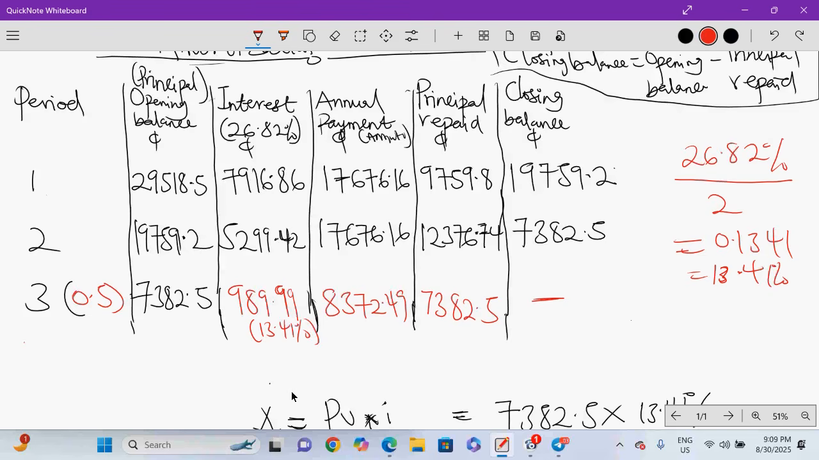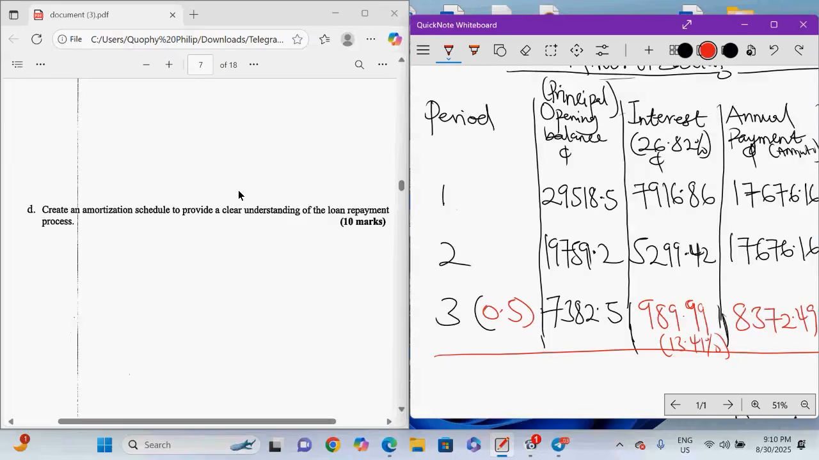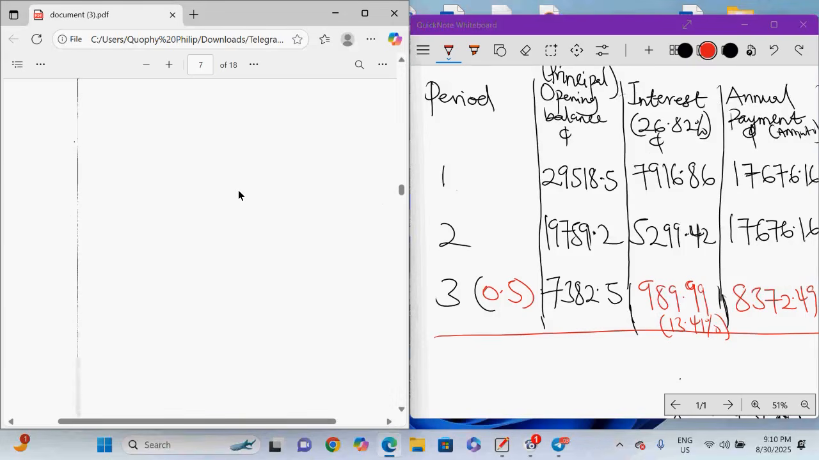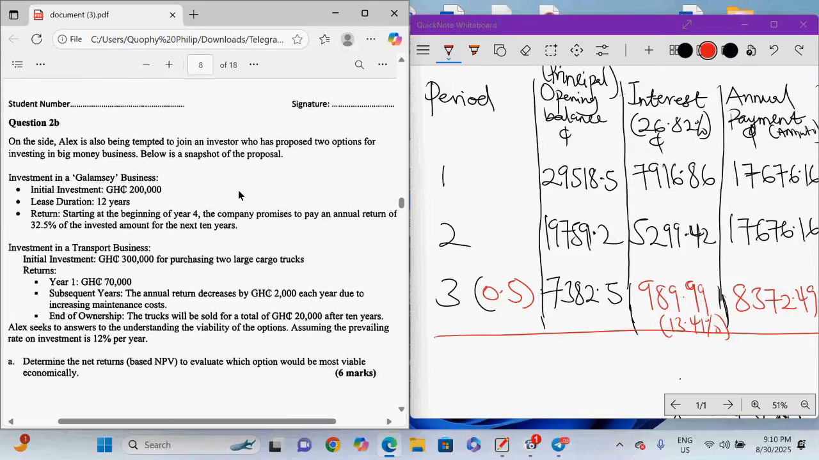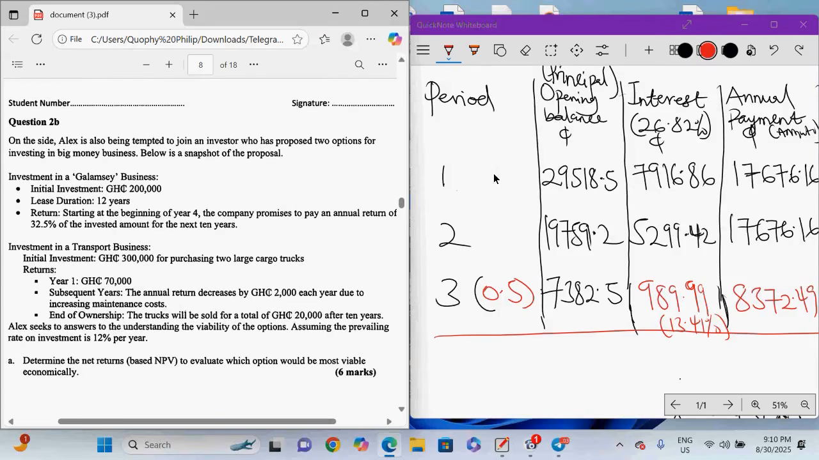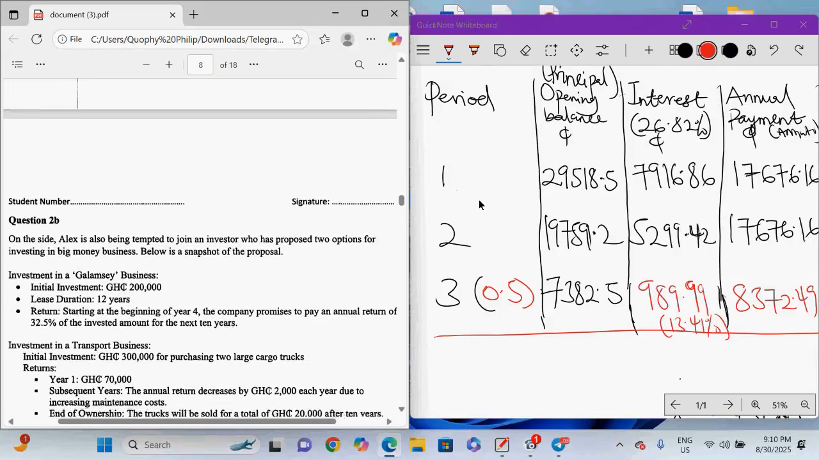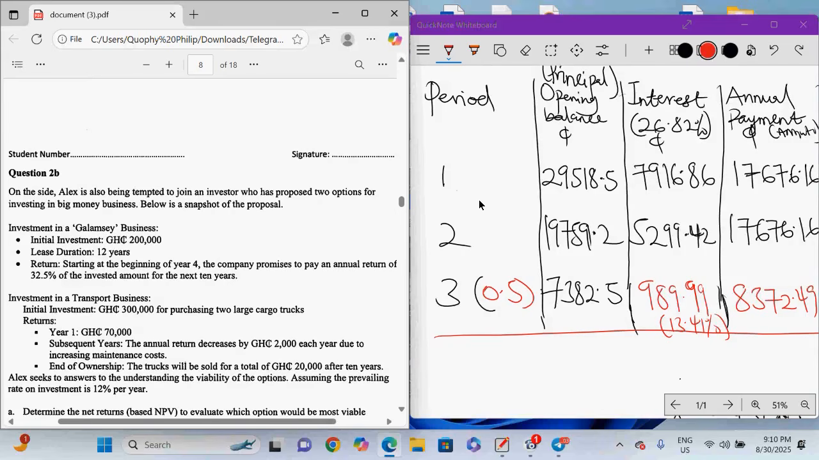All right, so this is the amortization schedule. This is the amortization schedule. All right, so is that all? So that is for 2A. So the first question was 2A. Okay, so 2A. So let's quickly do 2B.